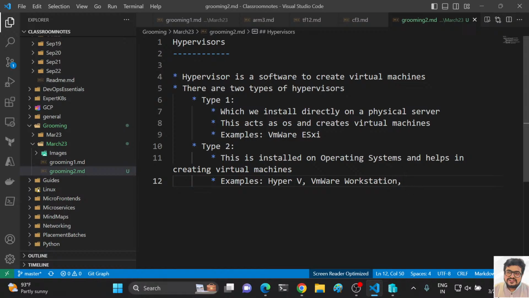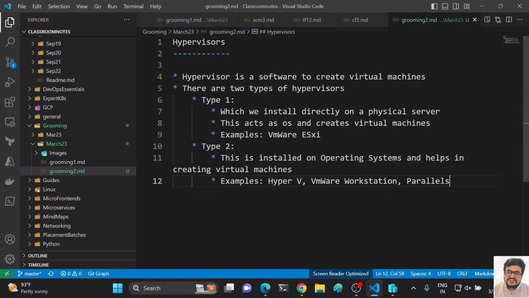For the people who are having Macs, okay, there is something called Parallels. So on the Mac you install Parallels, and then you can create a Windows machine on your Mac, which is a type 2 hypervisor. Are we clear on this, sir?